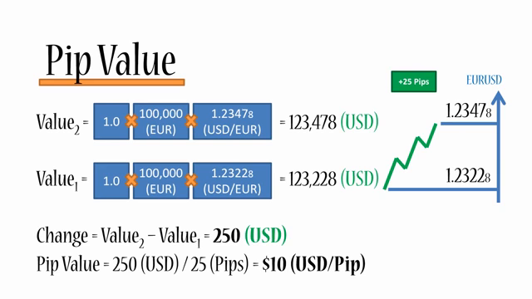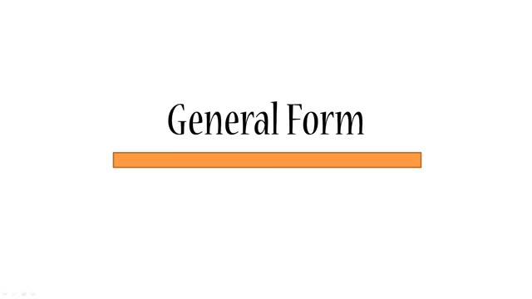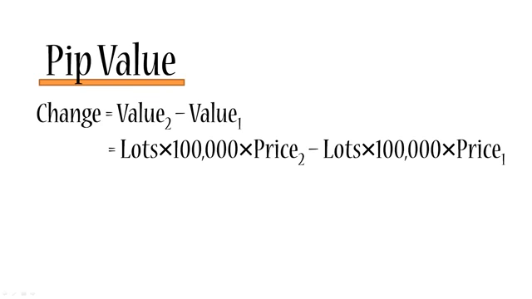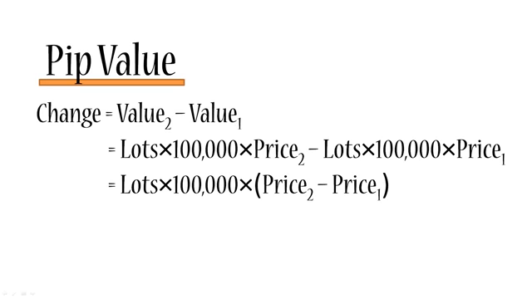That was quite simple and straightforward. All we had to do was take the difference in values, which we calculate separately, and divide by the difference in pips. Now let's look at a general form of this calculation. So to start off with, we calculate the change, which is value 2 minus value 1. Value 2 is lots times 100,000 units of base currency times price 2. Value 1 is lots times 100,000 units of base currency times price 1. We can bring in the brackets and leave price 2 minus price 1 within the brackets and take lots times 100,000 units of base currency outside of the brackets.